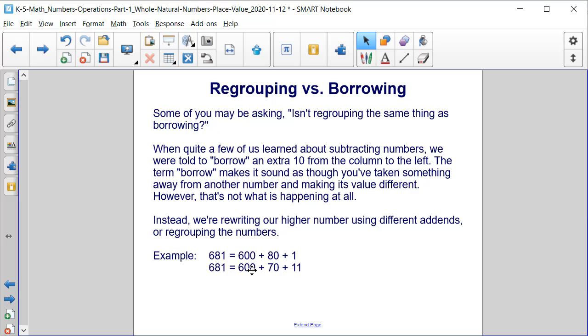And as explained, 681 can be rewritten as 600 plus 80 plus 1, which is the original number, but you can also rewrite it as 600 plus 70 plus 11. So then that way you can do the subtraction in the ones column with 11 minus whatever number is below it.